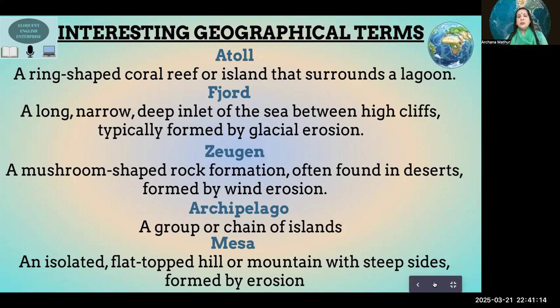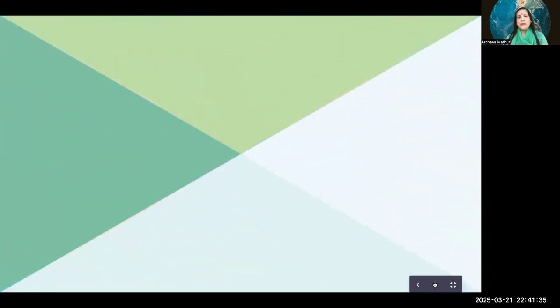Archipelago is a group or chain of islands. We have Lakshadweep and Andaman to boast of. Mesa, it's an isolated flat-topped hill or mountain with steep sides formed by erosion. Okay, flattish hill, but it's not a plateau.